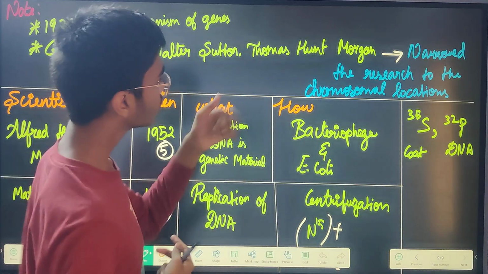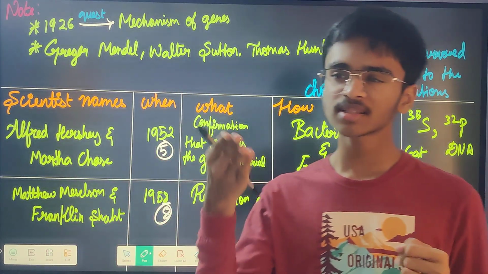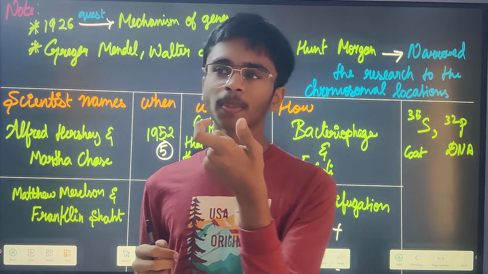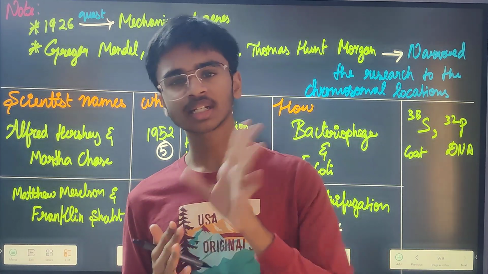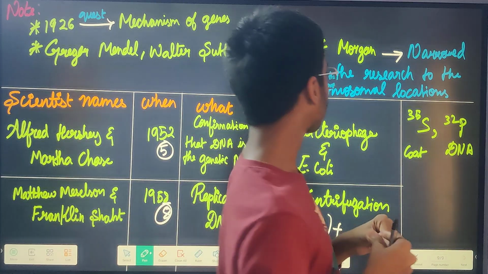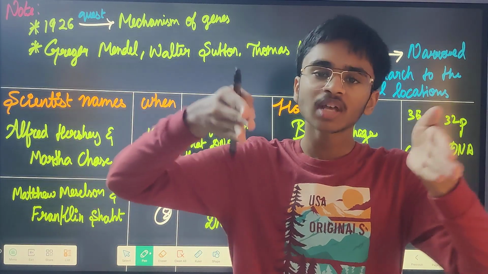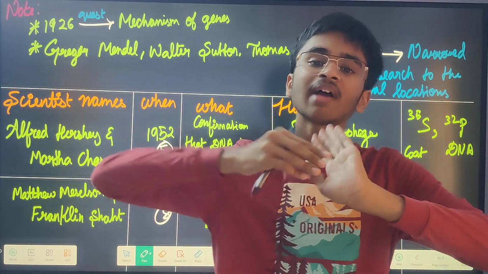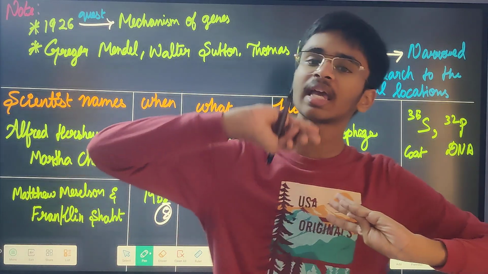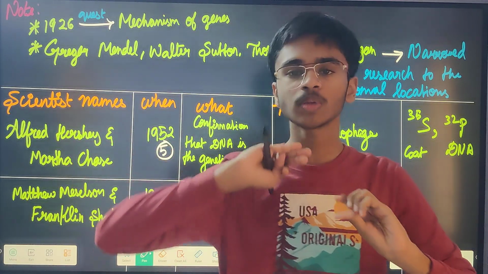So they all have narrowed the location of chromosomes. They have just said that chromosomes are there. There is a genetic material. And also they have narrowed the research of chromosomal locations. Narrowed in the sense that they have shortened the location. That means they have made a way where other scientists can use that way to find the chromosomal locations.